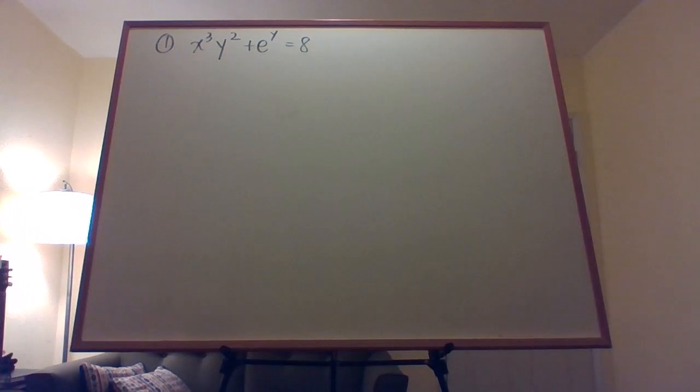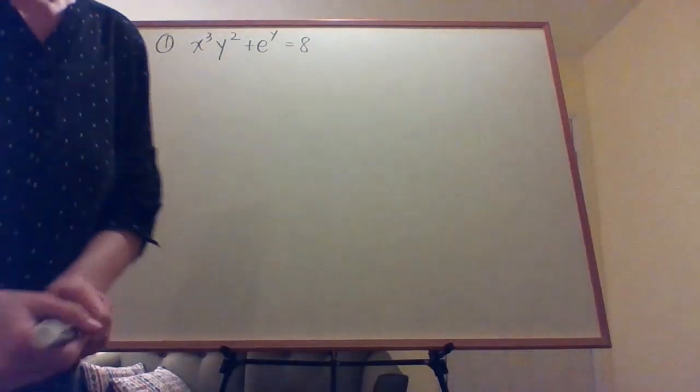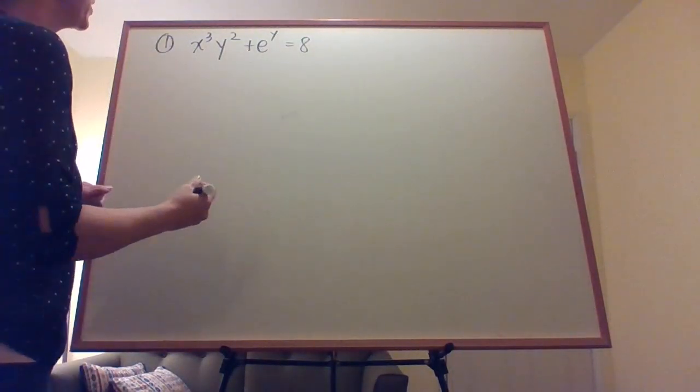Hi everyone, so this is a video that explains how I did all the problems on exam 2 and explains how you can grade yourself, how many points to give yourself for each part. So let's start with problem 1. The directions were to differentiate implicitly.